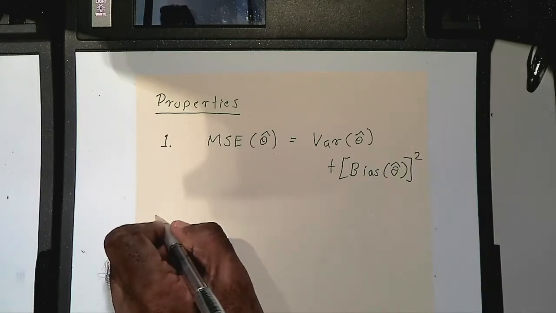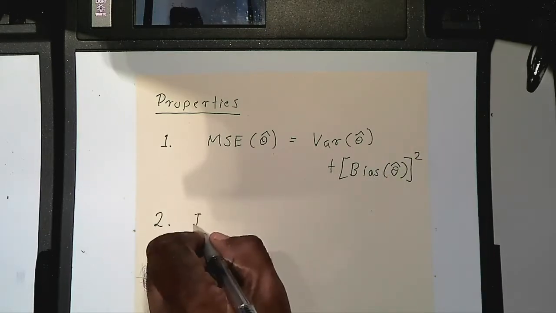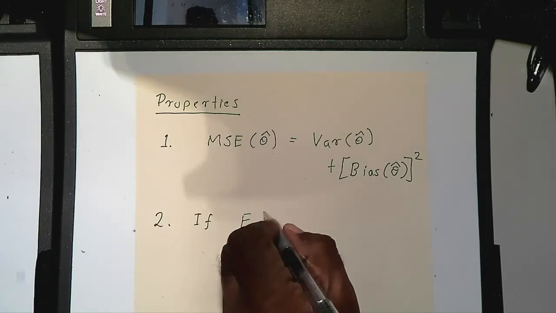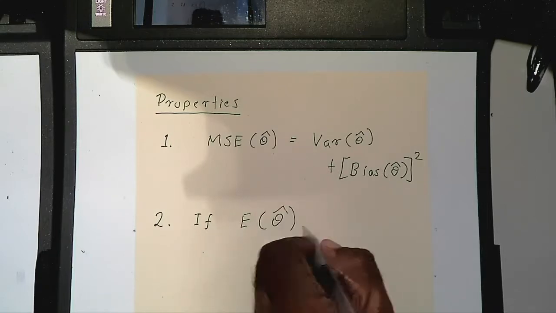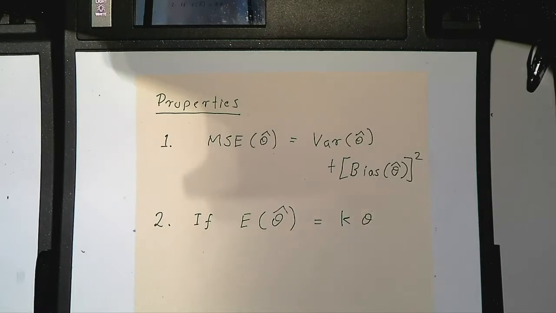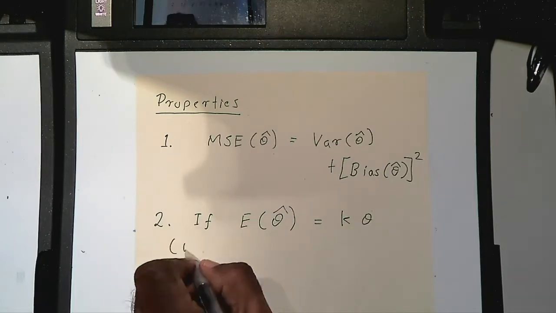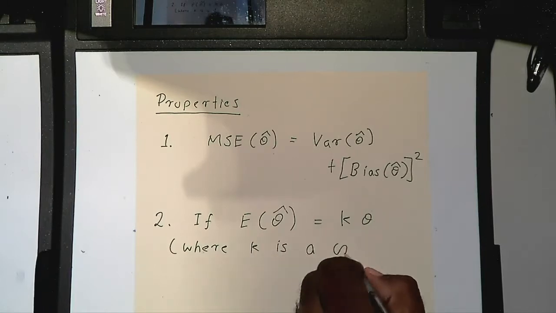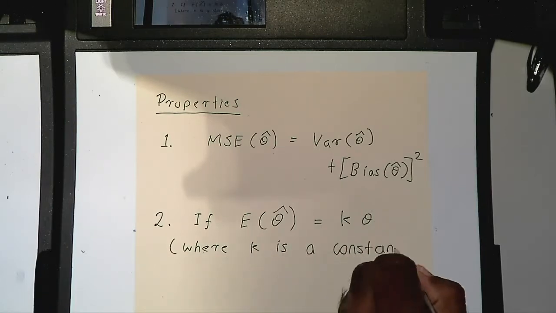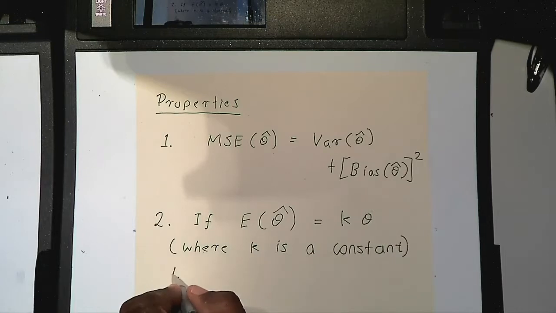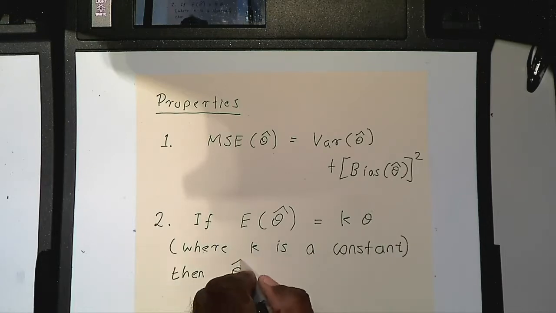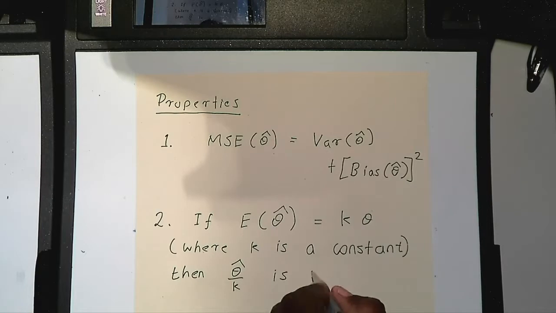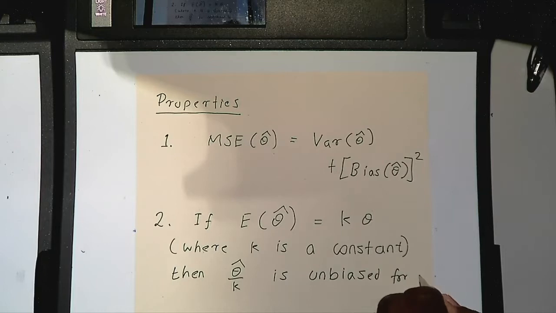Number 2, if the expectation of an estimator is equal to k times theta, where k is a constant, then, so this is property 2.